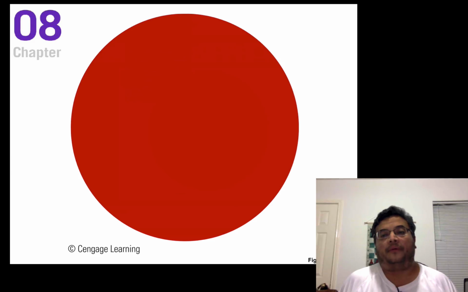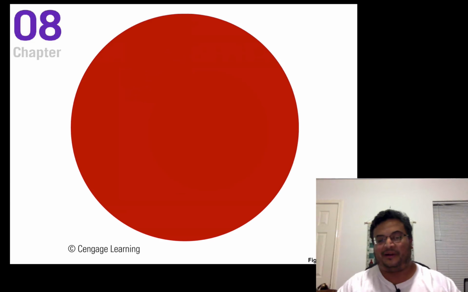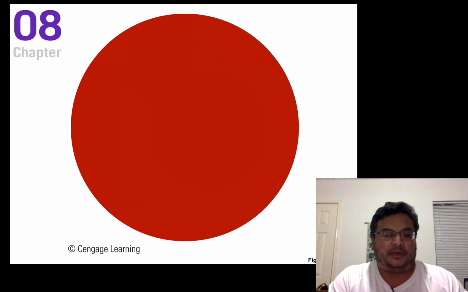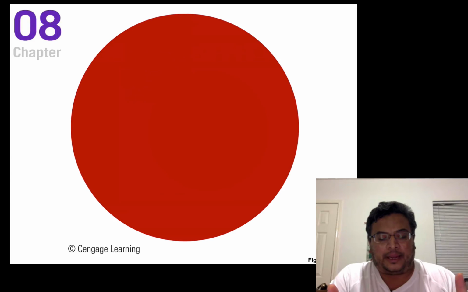Okay, continuing on for Chapter 8. This image is from page 184 in your textbook, and it looks like a Japanese flag, but it's not. Basically, this is a trick you can do to trick your perceptual system into thinking there's movement. So you stare at this dot, lit up really well, for 60 seconds. Just stare at it to burn the image into a spot on your retina.